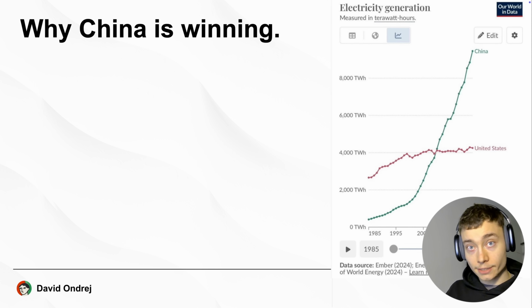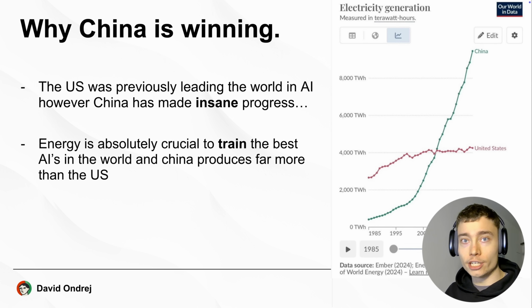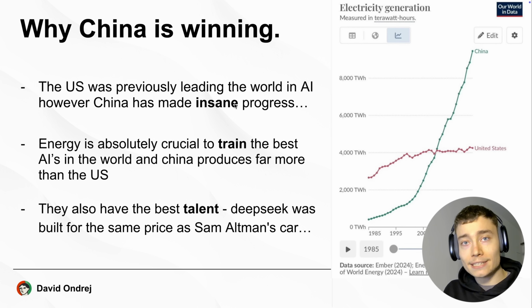Now, here's why China is currently winning. The US has been the leader of AI for the longest time. However, China has been catching up quick. Energy is absolutely crucial to train the best AI models, and China is producing far more energy than the United States. They also have some of the best talent in the world.